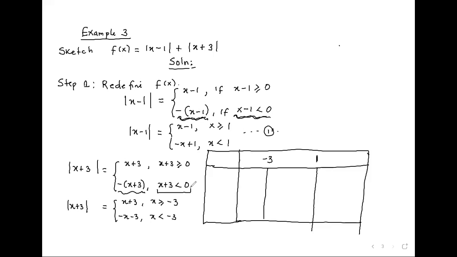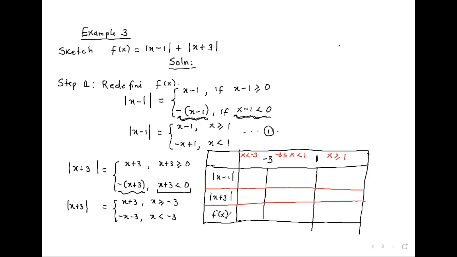Okay. So now, this interval here is for x less than negative 3. This is for negative 3 less or equal to x less than 1. And this is for x greater or equal to 1. Then we have the pieces. So we have the pieces. The first piece is the modulus of x minus 1. The second piece is the modulus of x plus 3. And the third piece will be the function f of x.